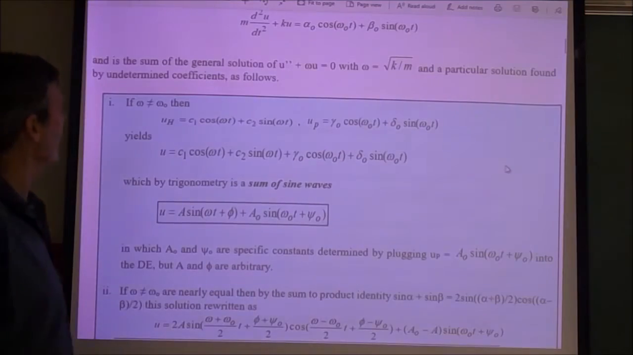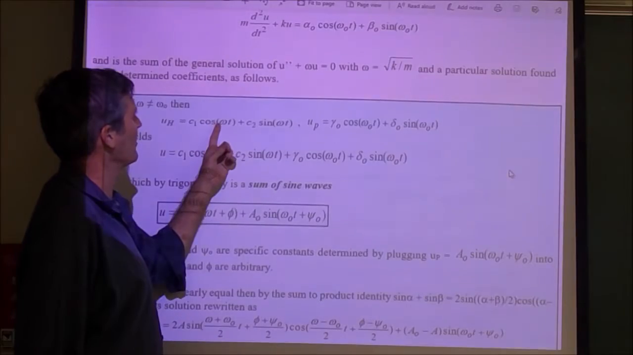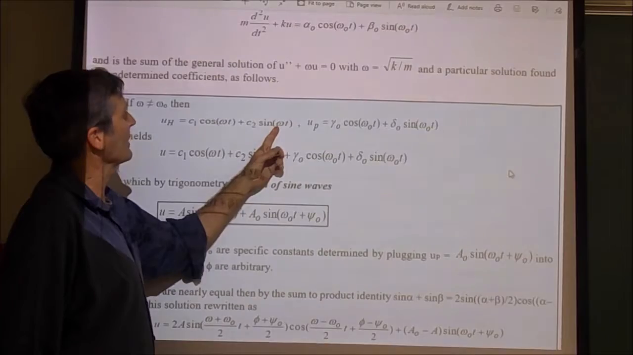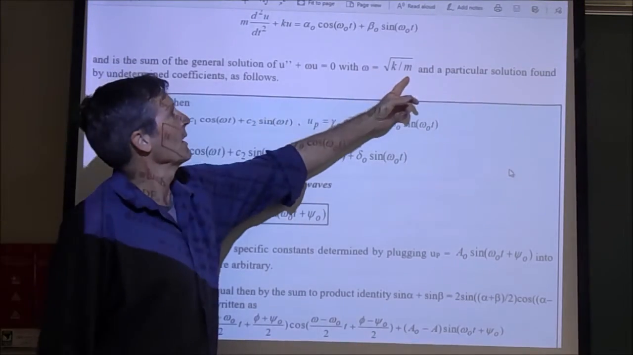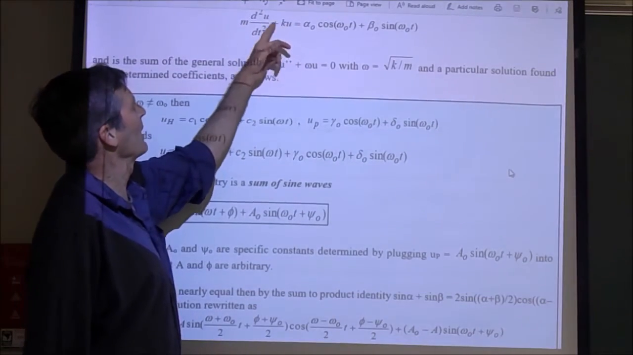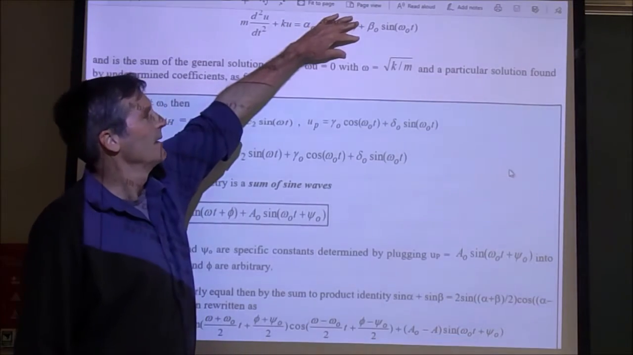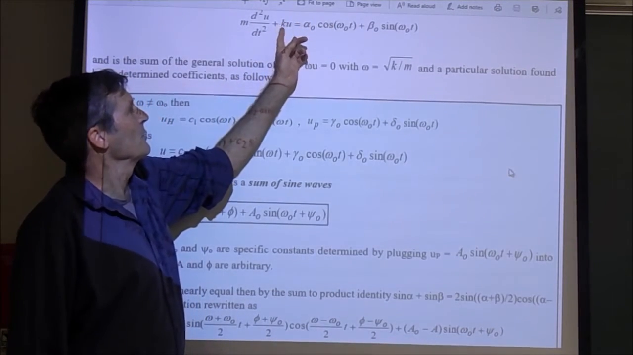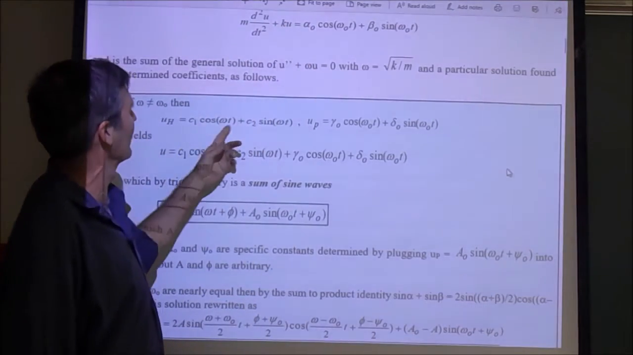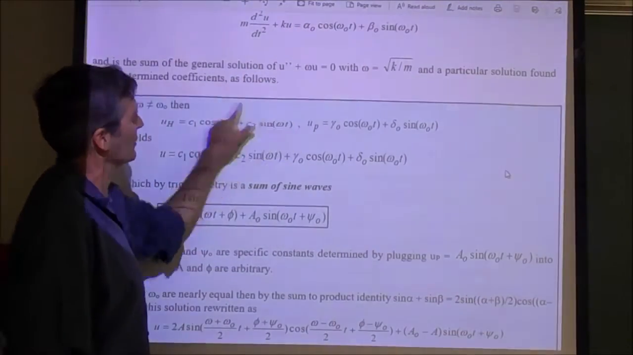We recall that the homogeneous problem had as its general solution c1 cosine omega t plus c2 sine omega t, where omega was the square root of k over m. That comes from the characteristic equation. If you divide through by m, it becomes d squared u/dt squared plus k over m u equals 0 on the right. And when you solve the characteristic equation, it has solutions plus or minus the square root of k over m times i, so if you had just 0 on the right, you got this general solution.